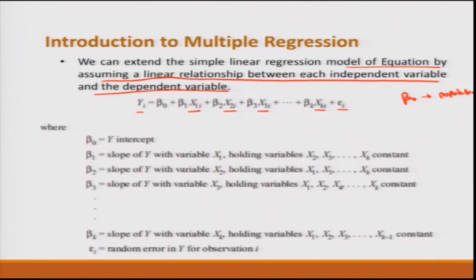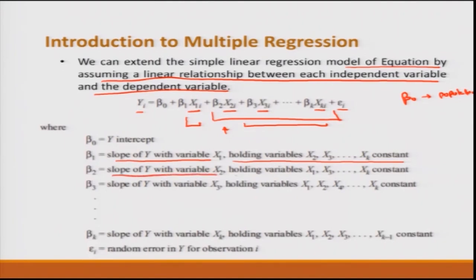are the slope of y with variable x1, holding variables x2, x3, and so on up to xk constant. When these are all constant, this slope is then calculated. So, when x1 and x3 to xk are constant, x2 is calculated. Again, beta 2 is the slope of y with variable x2, holding the variables x1, x3 and so on up to xk constant. So, this is multiple regression, but this is linear regression, not non-linear regression.